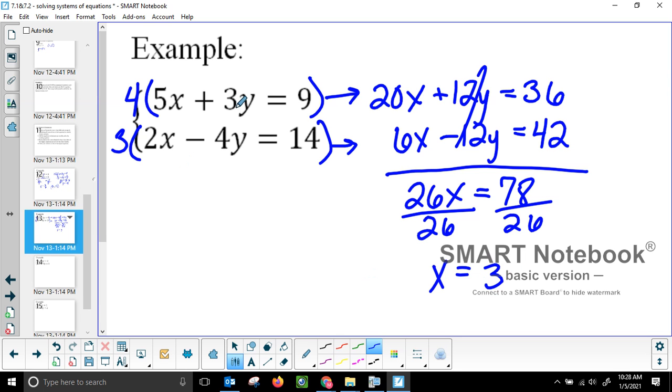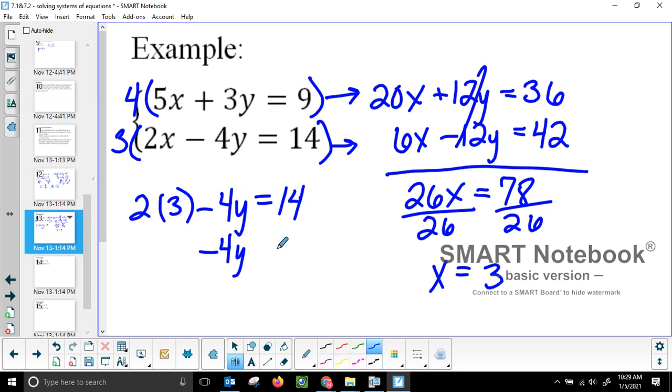All right, so again, now we can pick either of the original equations. It really doesn't matter which. I'll go ahead and pick this bottom one just because it has a smaller coefficient of x, but again, it doesn't really matter which. So I'll say 2 times 3 minus 4y is equal to 14. 2 times 3 is 6, so if I subtract 6 from both sides, we get negative 4y is equal to 8. All right, so y is equal to negative 2. So we know that these equations would intersect at 3, negative 2.